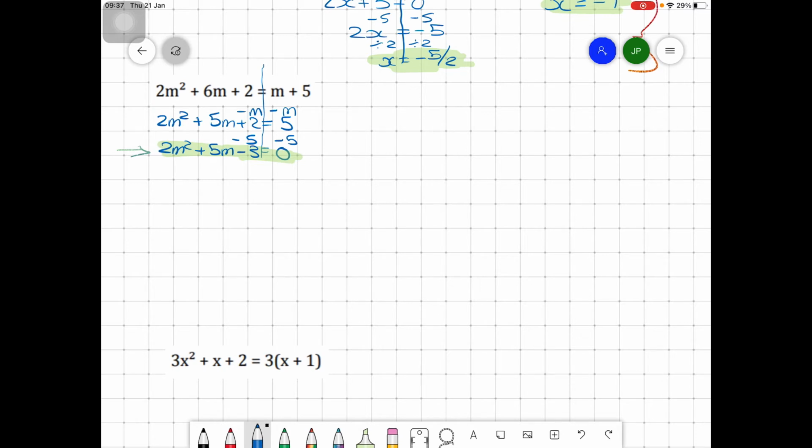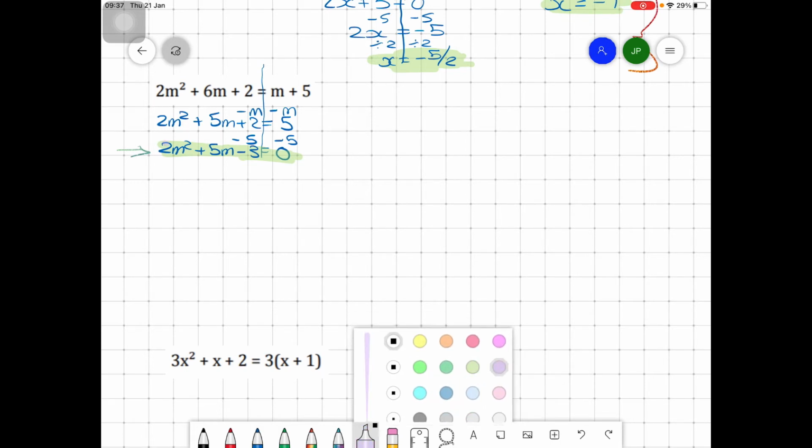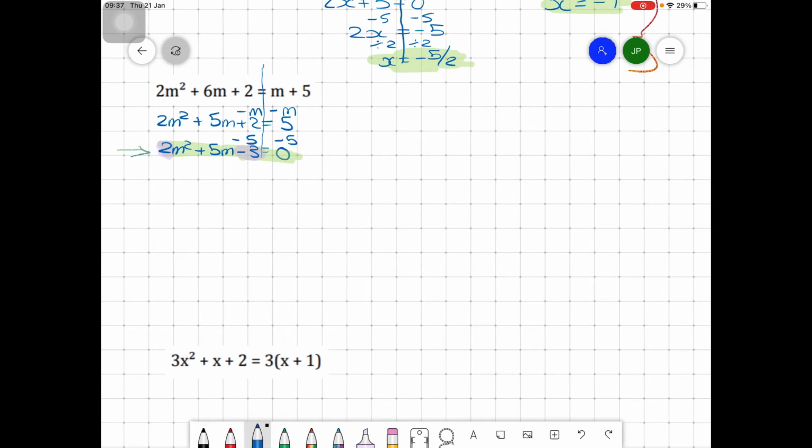So, 2m squared plus 5m minus 3. Same first step as always. Multiply your coefficient of m squared, it makes no difference that it's m rather than x, and your coefficient without a value. So, we're going to do 2 times negative 3 to give me negative 6.